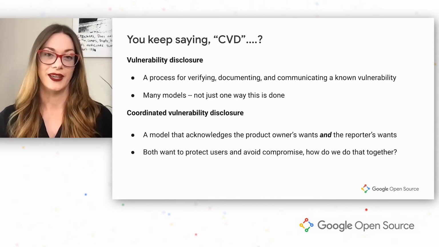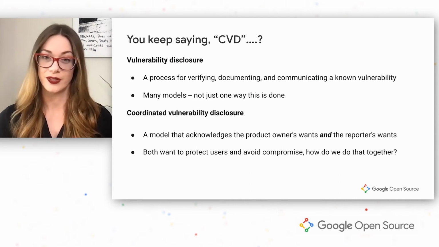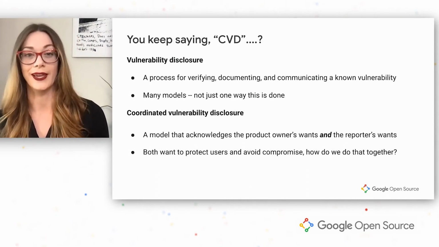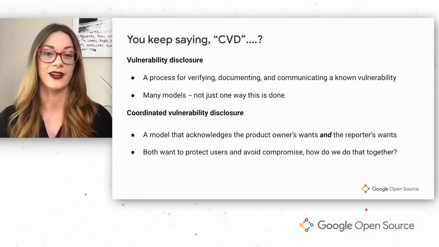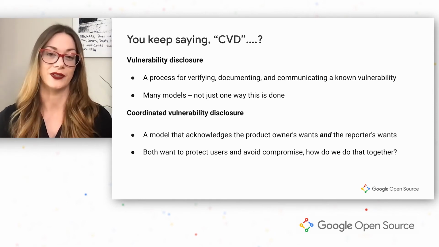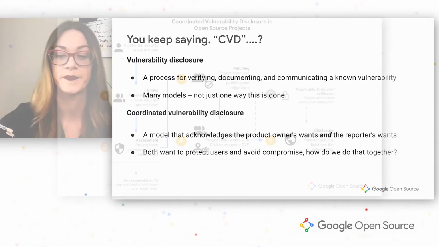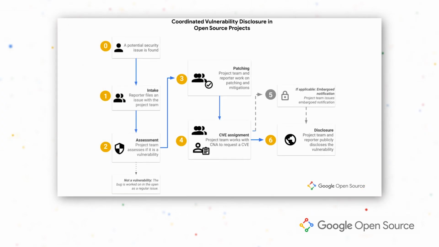Coordinated disclosure is a model that acknowledges that both the product or project owners have some wants and the reporter does as well. And those two groups are going to have to work together to figure out how they protect users, avoid compromise, but both end up getting a solution that works for both of them. So let's walk through the life of a vulnerability in CVD. Don't worry, you don't need to take the slide in. We're going to go one by one from the first step of intake all the way through to disclosure.